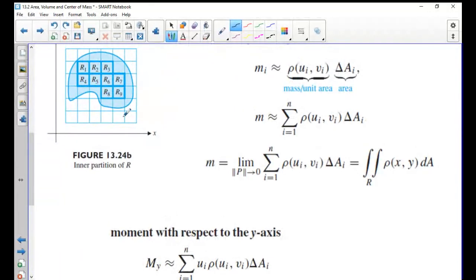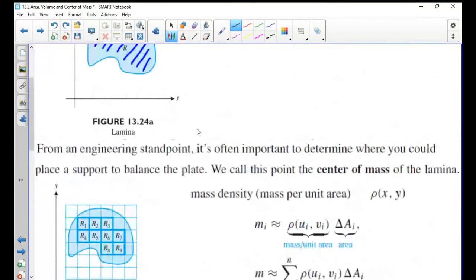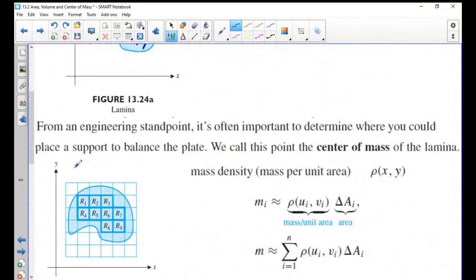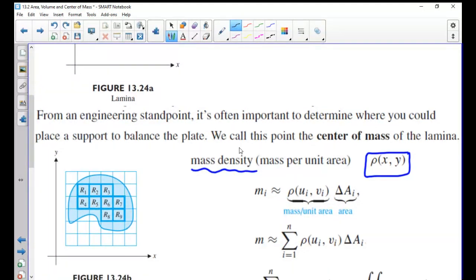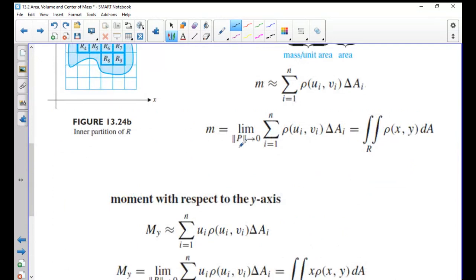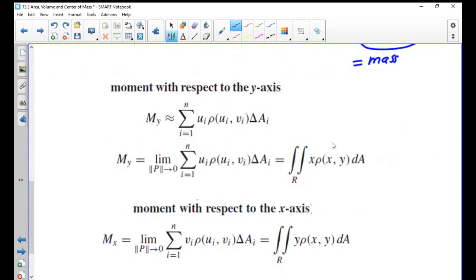You assume that this lamina has a density given by rho of xy. That's the density of this lamina. And then once we have that, then we can find the mass by integrating the density. So what you see here is the mass in grams or whatever. So to find the mass, you take the double integral of the density function. Okay, that is the mass.